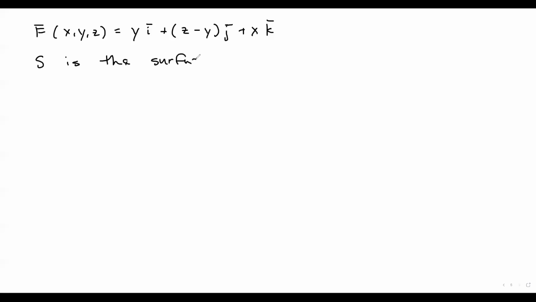So we've got f of x, y, z, given by y i plus (z minus y) j plus x k. And then S is the surface of the tetrahedron with vertices 0, 0, 0; 1, 0, 0; 0, 1, 0; and 0, 0, 1.